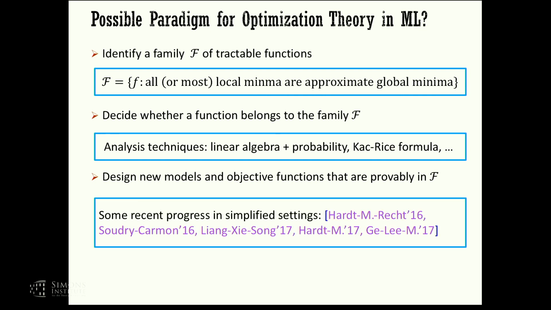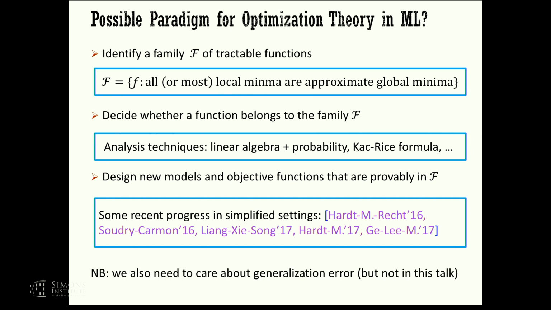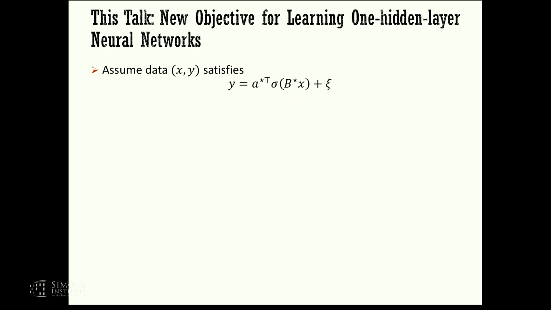There are some recent progresses in simplified settings. We don't know too much about it. With Moritz Hardt and Ben Recht, we have tried to understand whether reparameterized or over-parameterized models can work better in the linearized neural network setting. And Soudry and Carmon, and Liang et al. studied over-parameterized models and proved that over-parameterized models have better optimization landscape. In this talk, I'm going to talk about the last one, where we design new objective functions for learning one hidden layer neural networks. Of course, we also need to care about generalization error, but not in this talk.